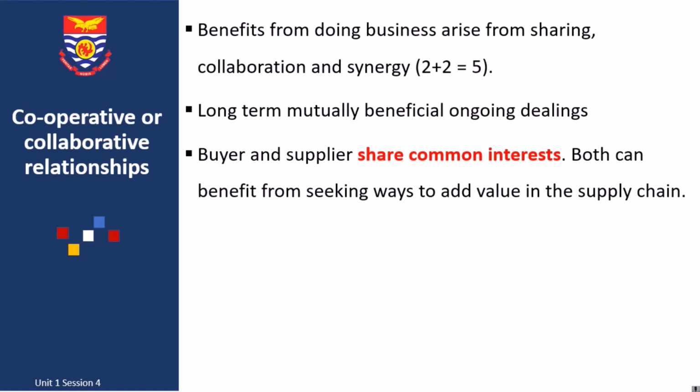Cooperative or collaborative relationships are characterized by maximizing gains for both parties, thereby enhancing sharing and collaboration as well as synergy. So collaborative relationships are characterized by maximizing gains such that 2 plus 2 is never 4 but 5. In such an instance, both parties work together to maximize value from each party's contribution, thereby adding an extra value to the contribution, which signifies the 2 plus 2 being equal to 5.